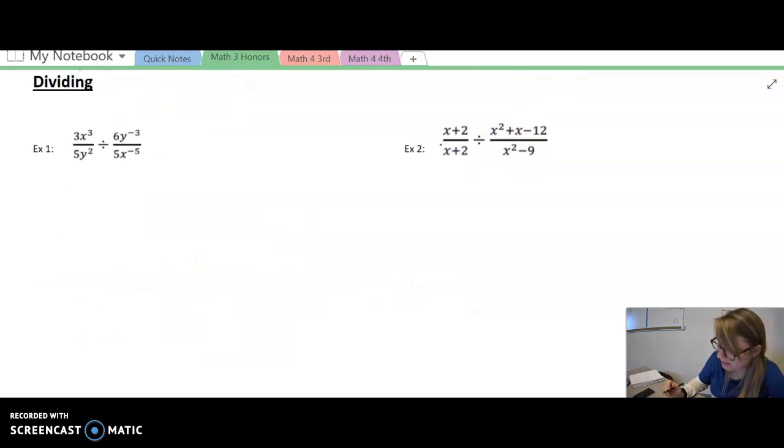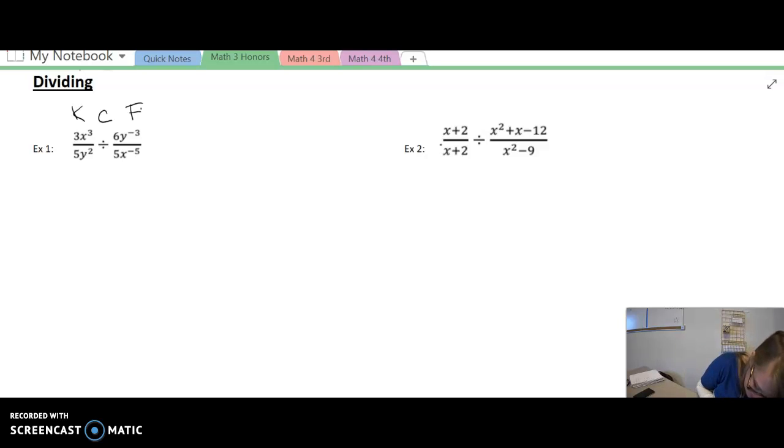Dividing is a lot like the process of multiplying, but we have one extra step. That one extra step is that we have to do keep, change, flip. So we're going to keep this, we're going to change this to a multiplying, we're going to flip that. I like to think of it as KFC, but the chicken is before the fried.